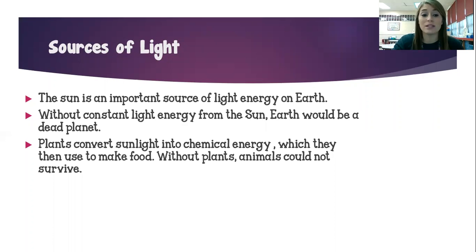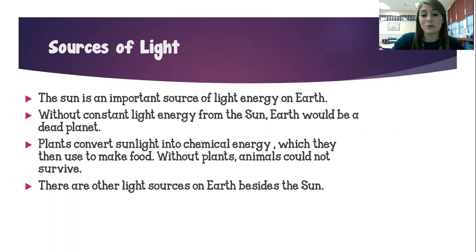Plants use sunlight and they change it into chemical energy, which they then turn around and use to make their own food. So if plants don't have the sunlight to make the food they need, well, then the plants would die. And without plants, animals would die off too because animals need those plants to survive.